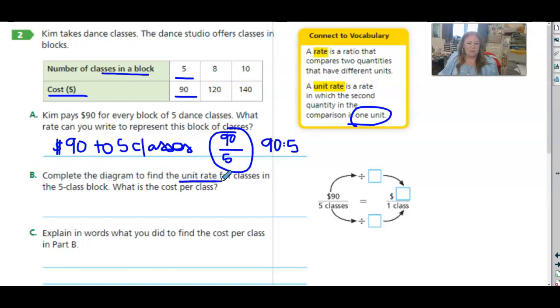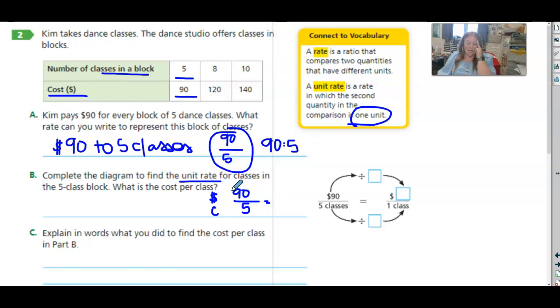Complete the diagram to find the unit rate. So I want to find out how much one. Every time I hear unit, I'm thinking one, the unit of one class. So how much is one class when she's paying that? So here we're setting this up. We have our money and we have our classes. So $90 for 5 classes.